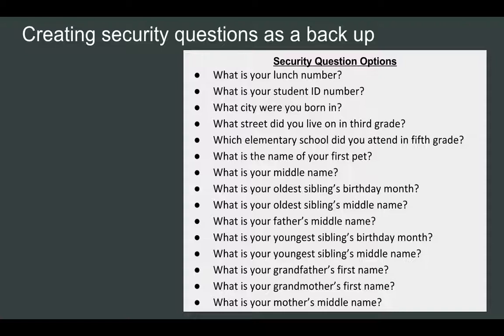You also cannot have the same answer for 2 questions. So if your ID number and your lunch number is the same, please don't use that question. If your grandfather's first name and your brother's middle name is the same, please don't choose those 2 questions. You need 3 questions that all have a different answer.